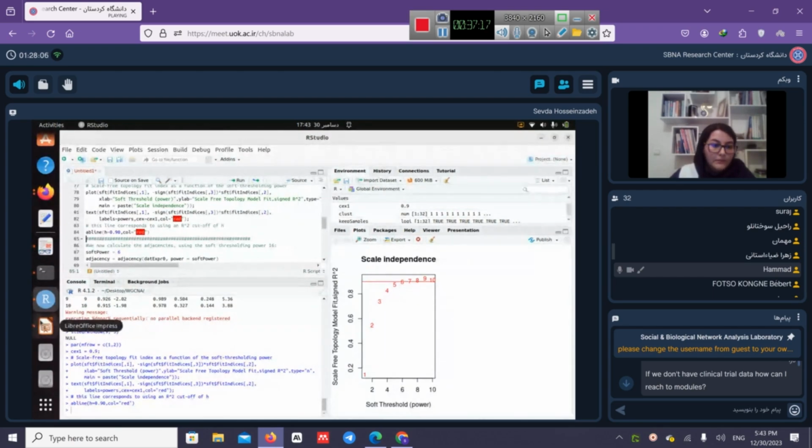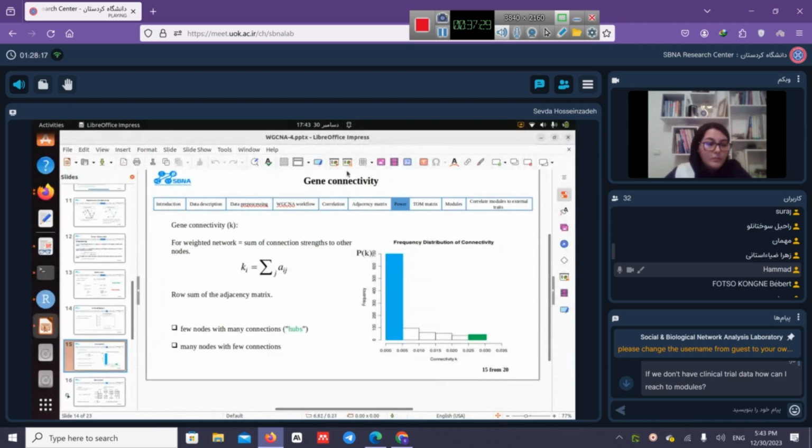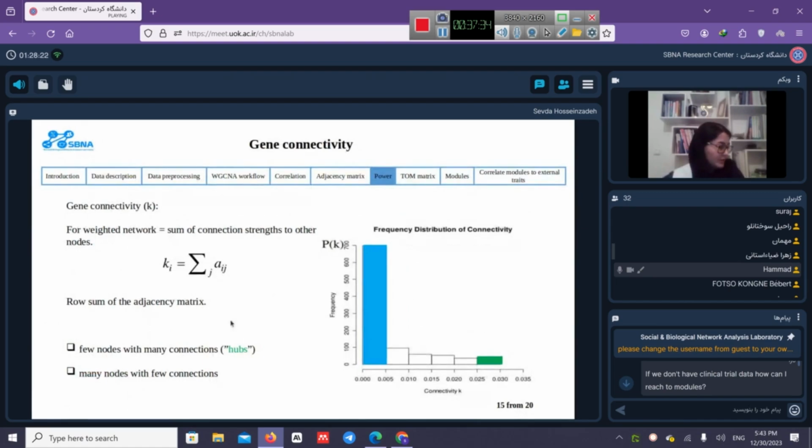And also I want to talk about the scale-free topology more. What's important for us? We know most of the traits in biology are complex traits controlled by multiple genes. We have some complex traits, and these complex traits are controlled by multiple genes, or it's better to say by multiple groups of genes.